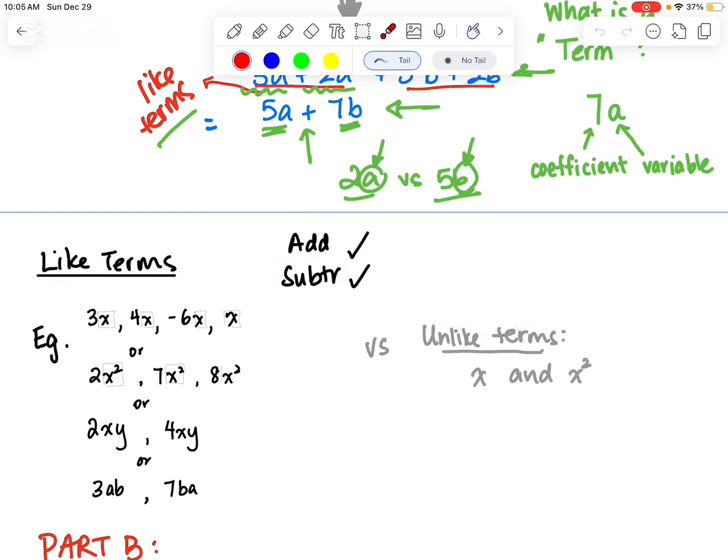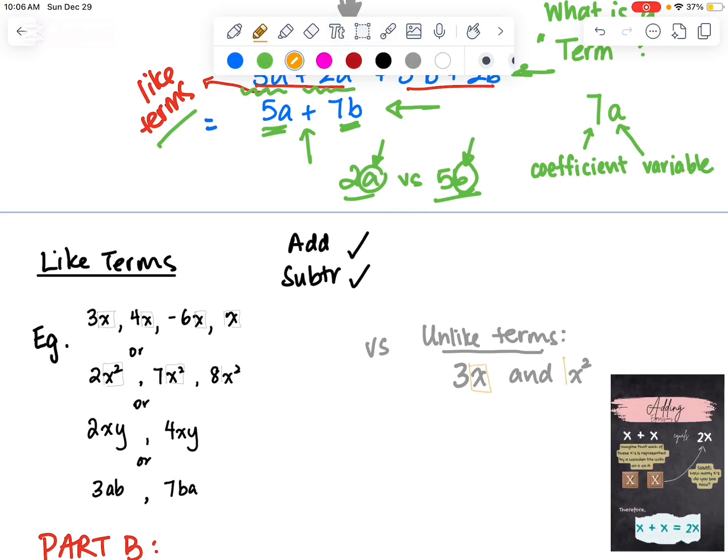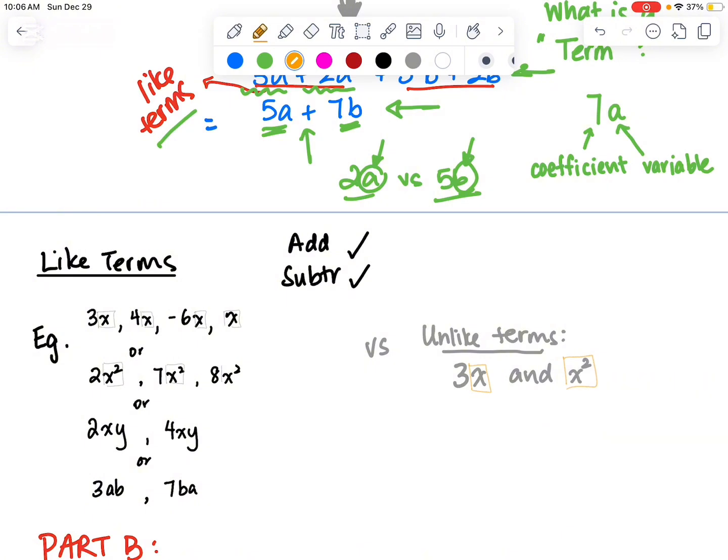So let me give you some examples. One's already written here for you, but if we have a term that says x, and imagine we have our tiles, and then we have another tile with an x squared. Well, what's written on the tiles is different, so we would consider those to be unlike terms. So if I had a number in front, let's say a 3, that doesn't change anything. These are still considered unlike terms because one has an x on a tile and the other one has an x squared on a tile.